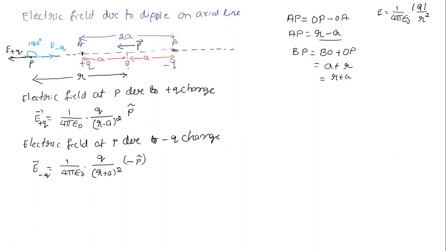This negative sign you can write outside, not an issue, like this: minus 1 divided by 4 pi epsilon naught multiplied by Q divided by R plus A whole square, into P cap. Now we got to know these two things. Now we go for finding the total electric field. Since those two are in opposite directions, we need to use the vector method. The net electric field I'm going to find here now.